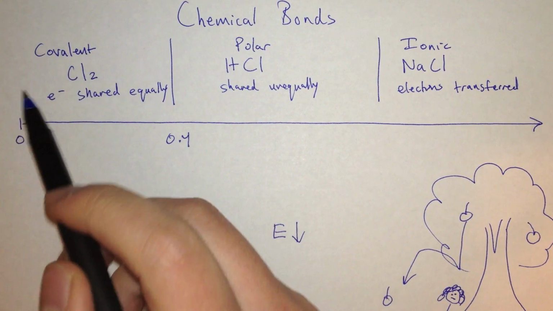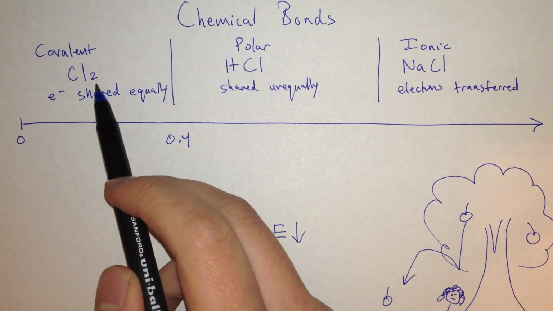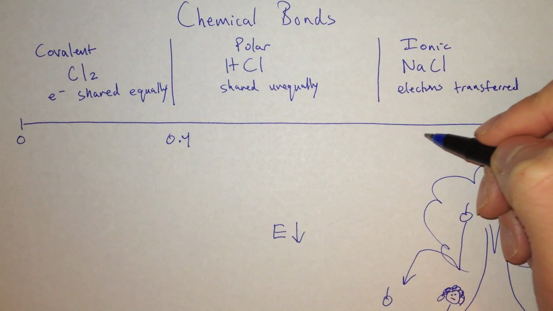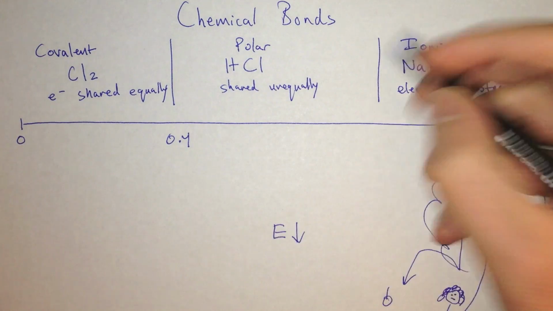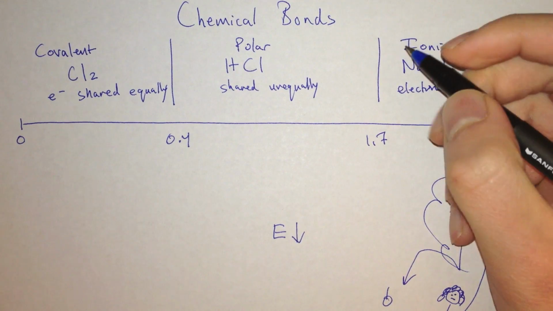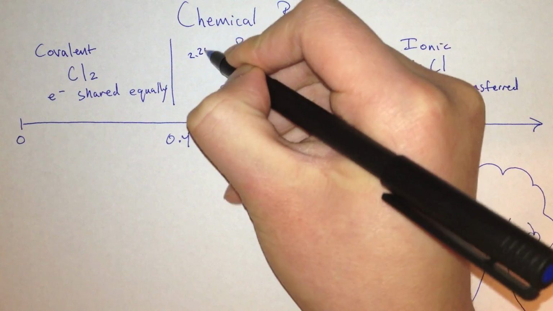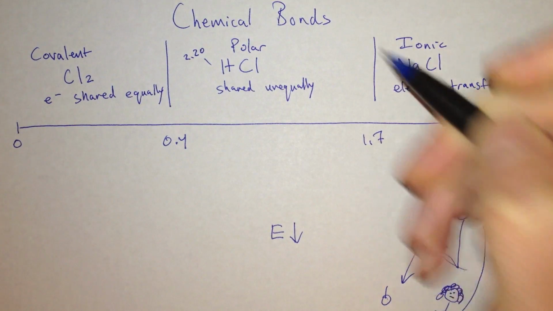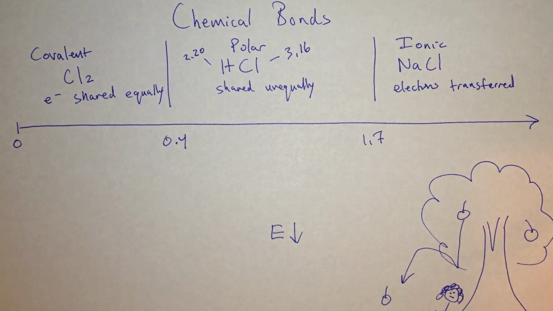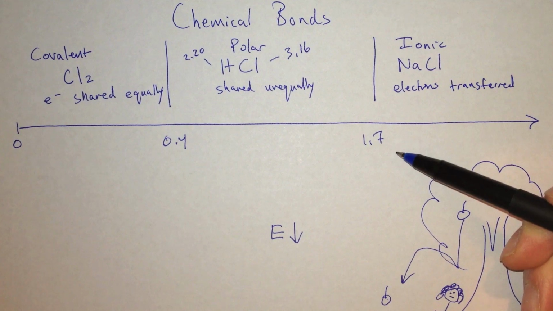In our case, chlorine's electronegativity is 3.16, and it's bonded to itself, so the difference is 0. A polar covalent compound is between 0.4 and 1.7. For example, in this case, hydrogen's electronegativity is 2.20, and chlorine's electronegativity was 3.16. So the difference is about 1, which is between 0.4 and 1.7.